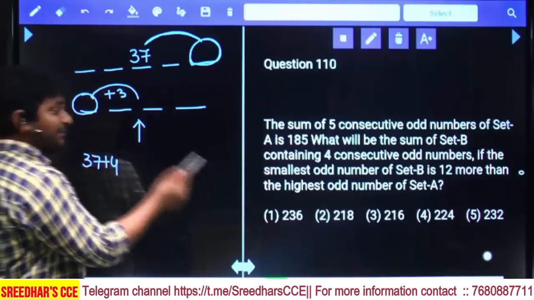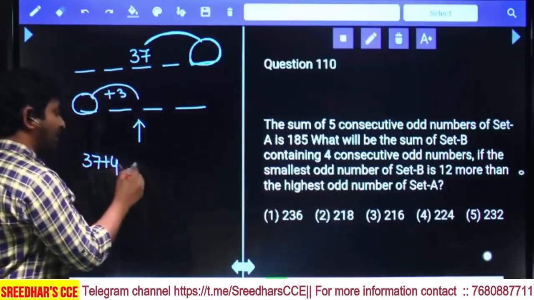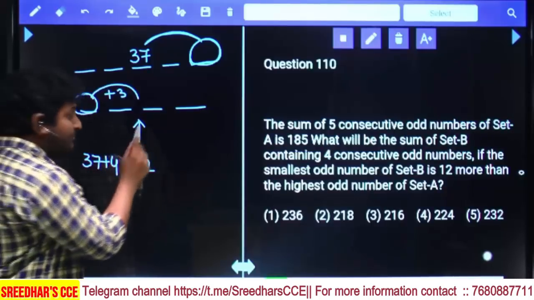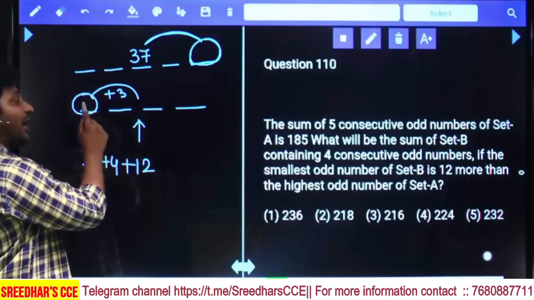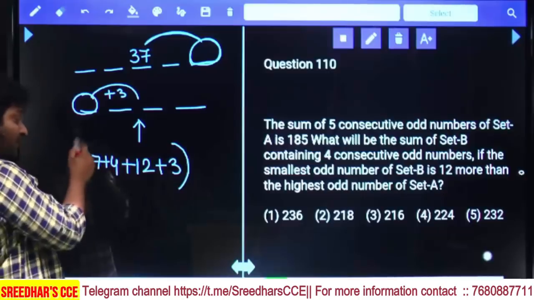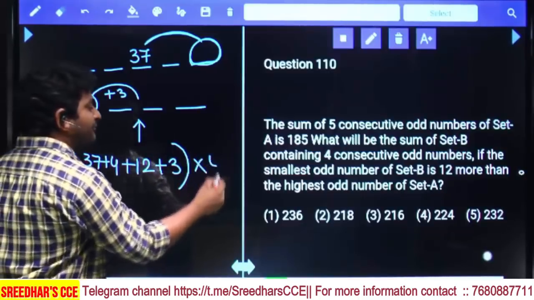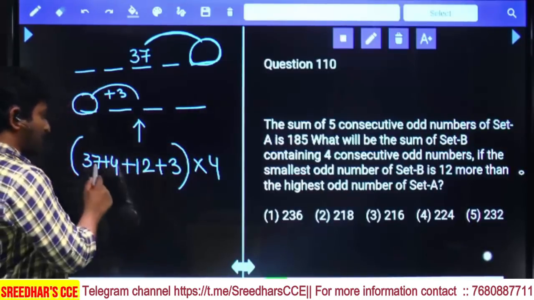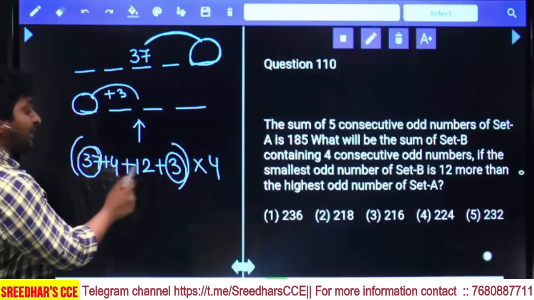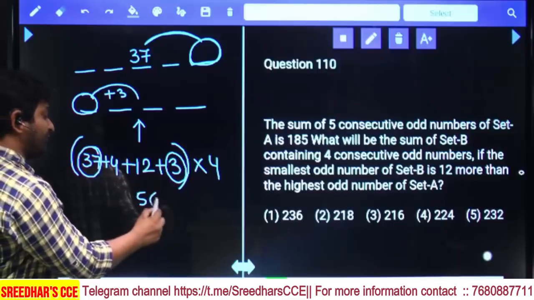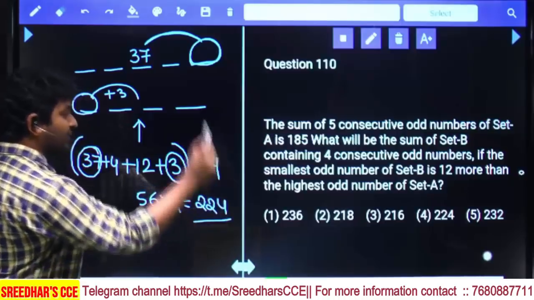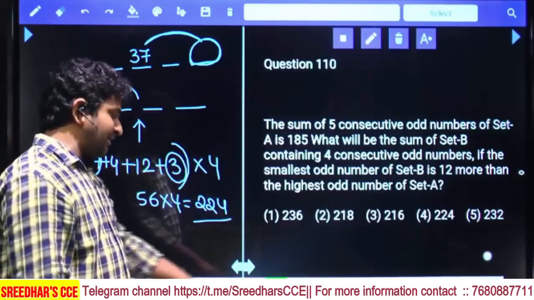The least number in set B is how much more? 12 more. Again I am adding 12. This value is the least number in set B. The middle number in set B, we have to add 3 to the least number. Again we have to add 3. This is the middle number in set B. Multiplied by 4 is our final answer. Now 37 plus 3, 40. 40 plus 16, which is equal to 56 into 4, that is equal to 224. 224, fourth option, final answer.